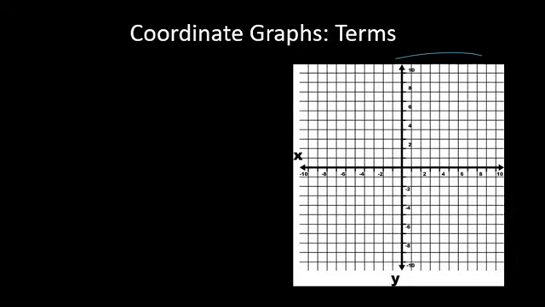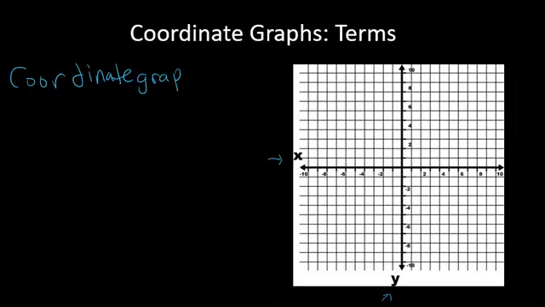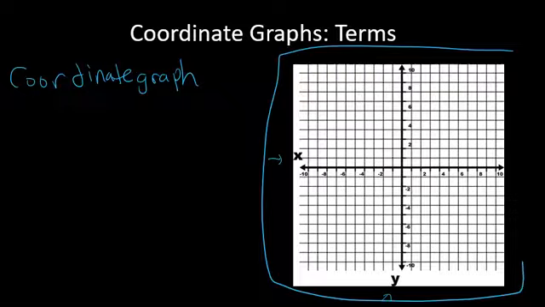So this entire thing is called a coordinate graph, right? That's the thing that it's called, I guess. It has an x-axis right here, a little y right here, and this giant plus sign with all the numbers on it, right? So let's label it: coordinate graph. That's this whole entire thing. Let me just go ahead and do that for you.